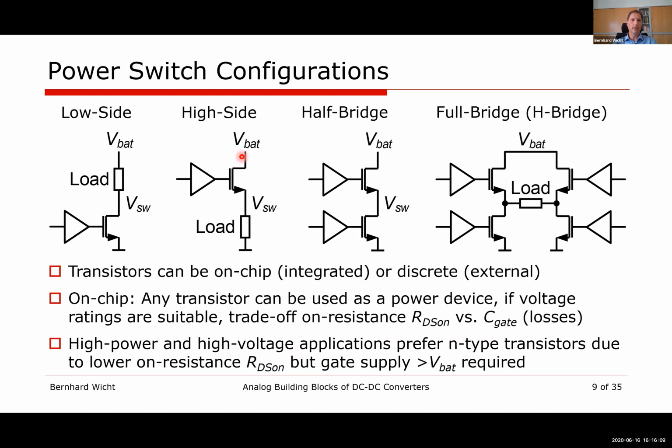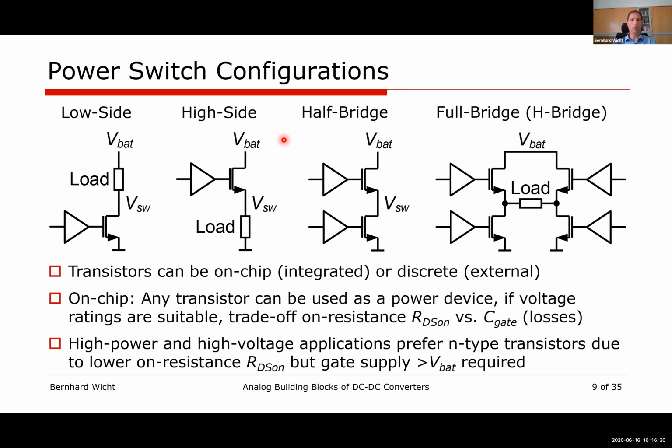If we have a high side implementation, our load will be switched to battery level if you turn it on. And in order to keep the transistor turned on, our gate voltage needs to be higher than battery. This is something we also need to talk about: how to provide the gate supply properly.